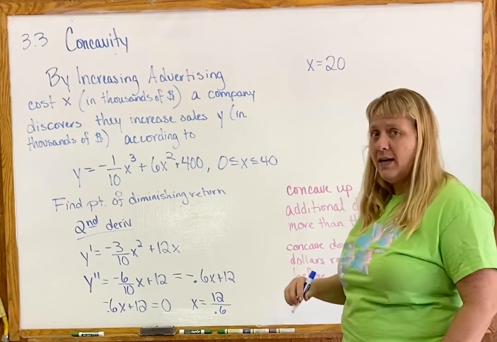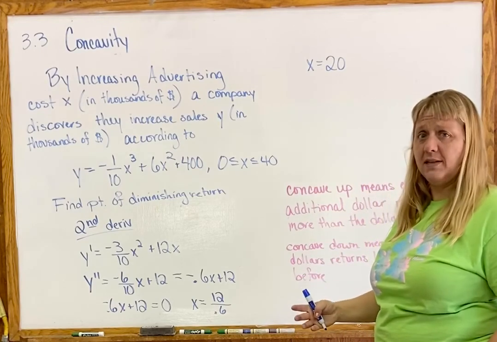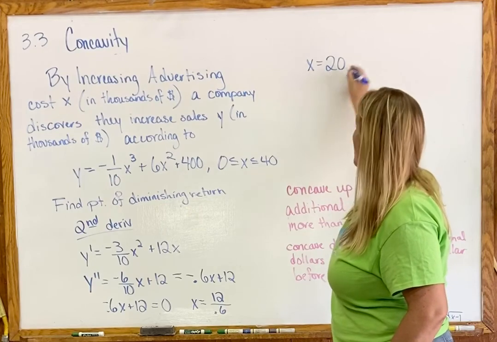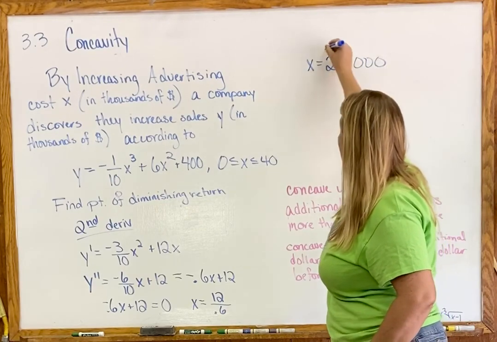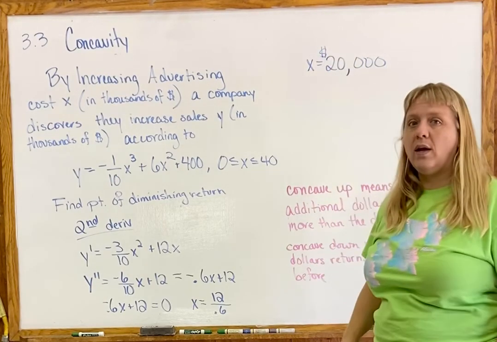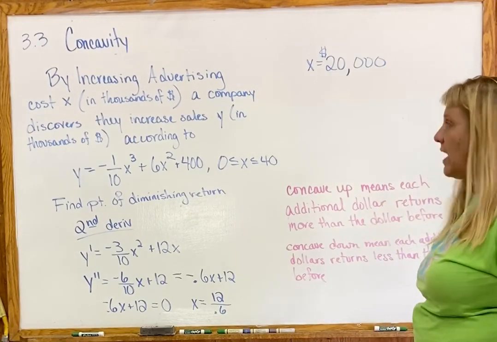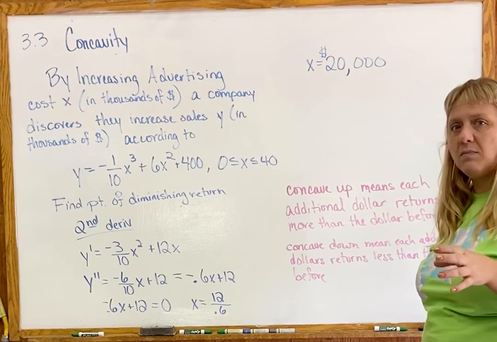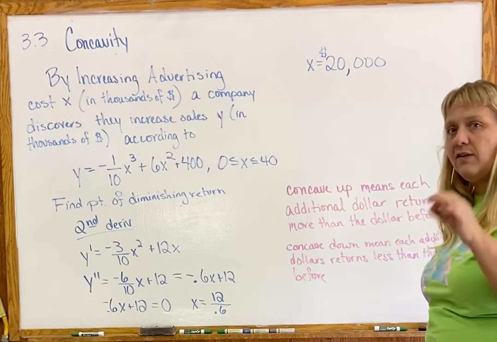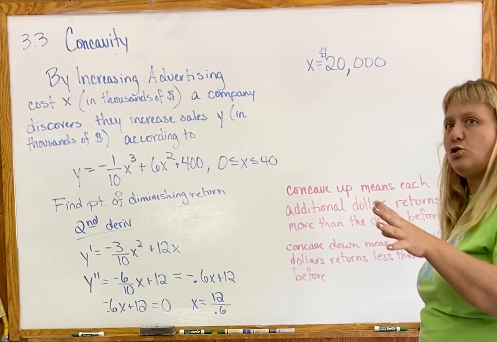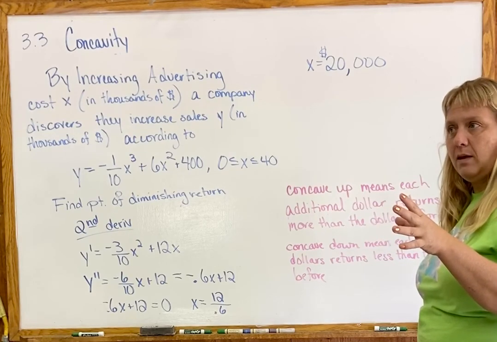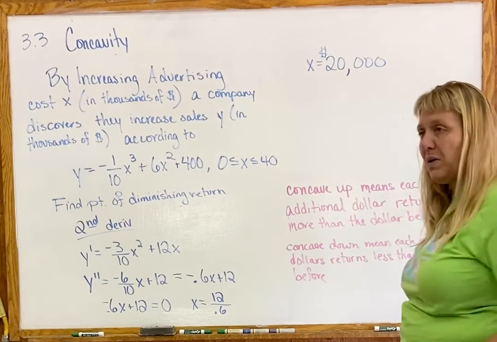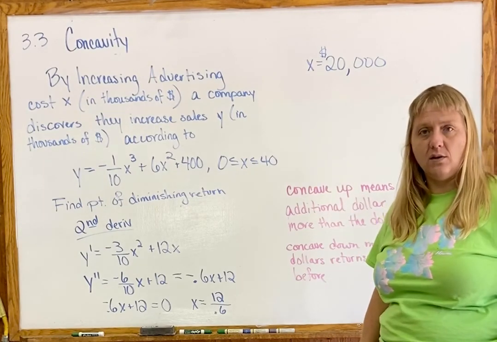But now remember, is this $20? Is that what you're putting into this? Or is it 20,000? So even though the answer said 20, don't forget to add the thousands, put the units on there. Okay, so how much should they put into advertising? $20,000 will maximize the profit as opposed to how much money you put in there. Okay, so we're going to make the biggest bang for our buck if we invest $20,000.